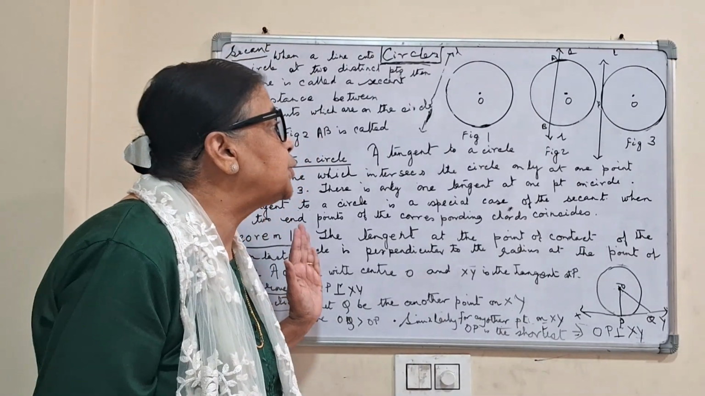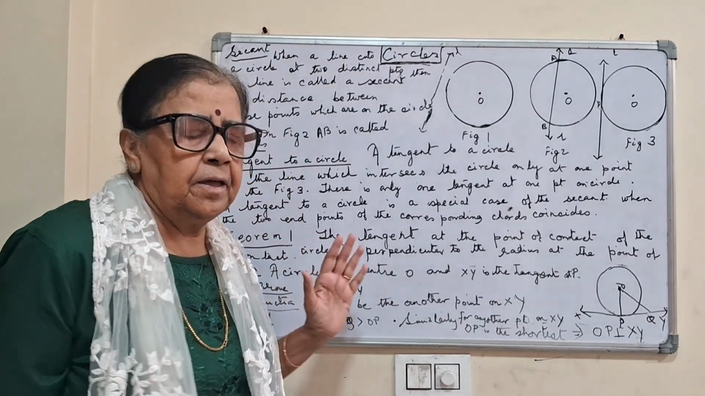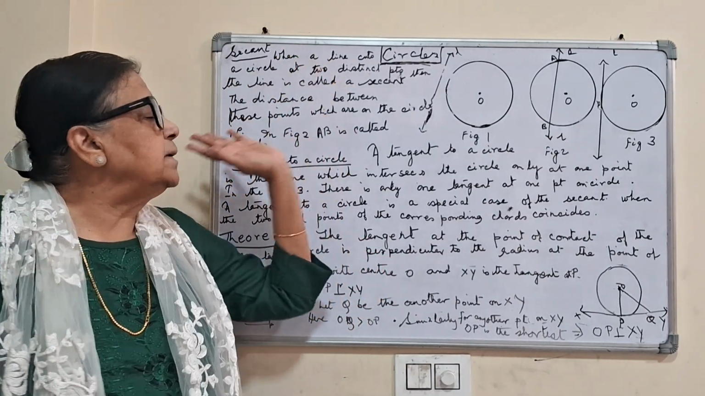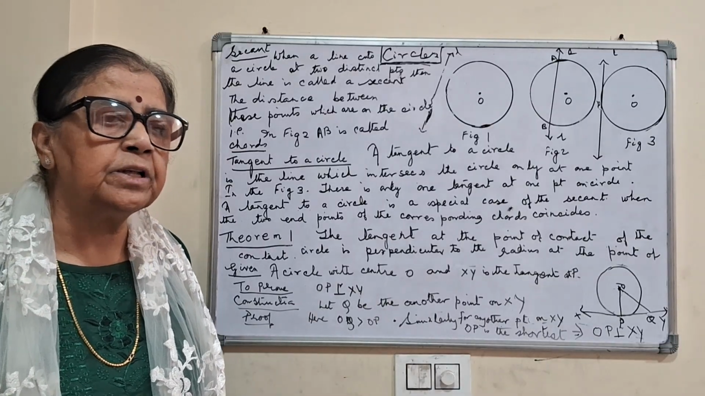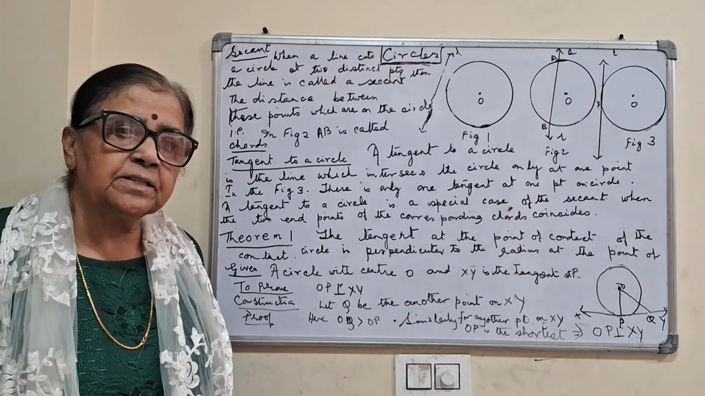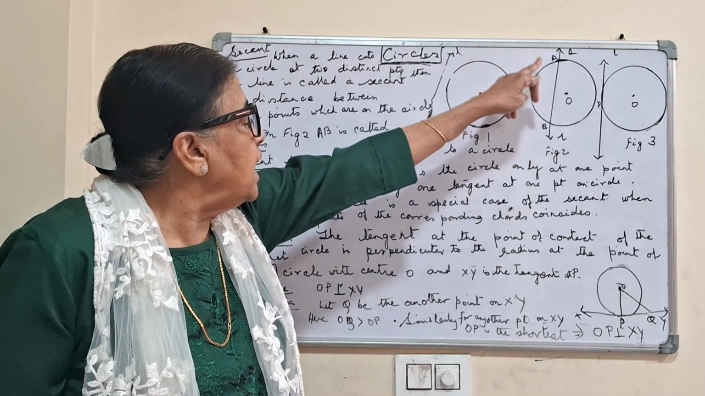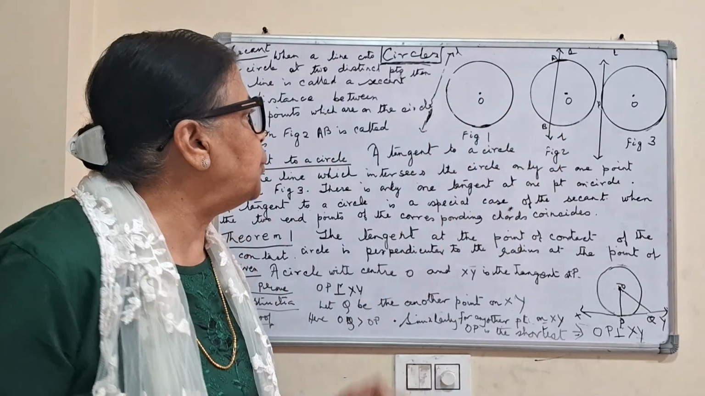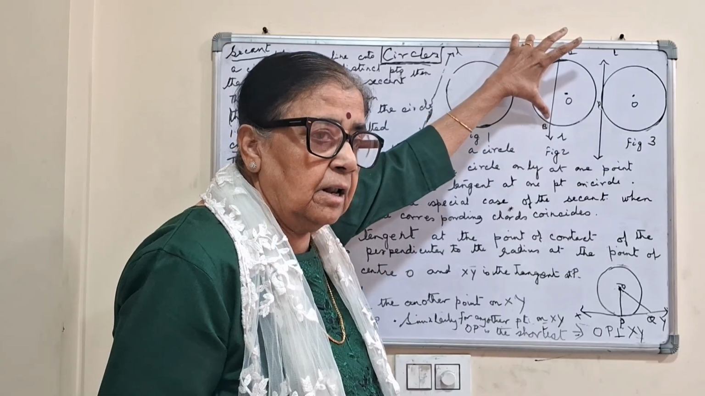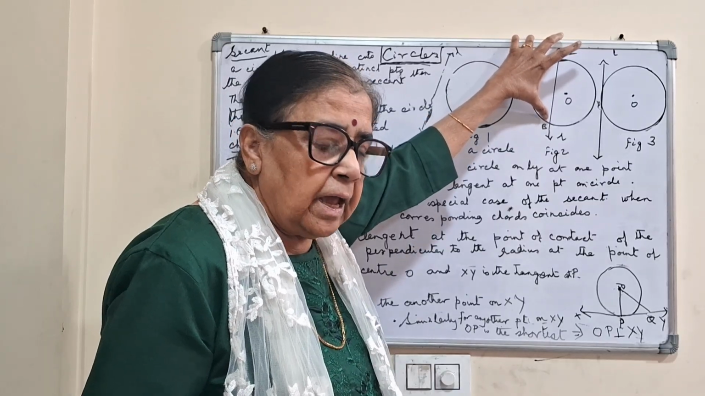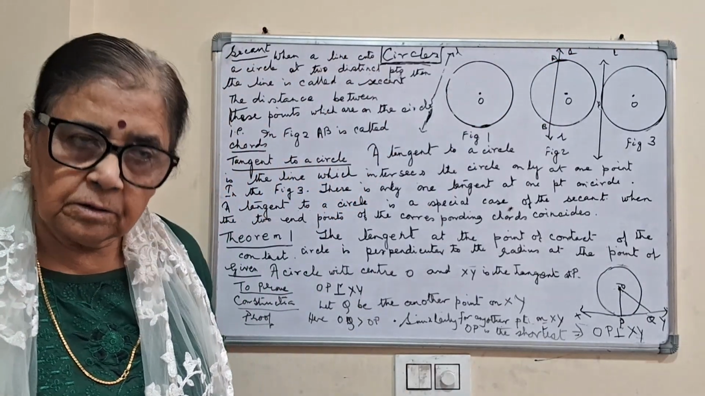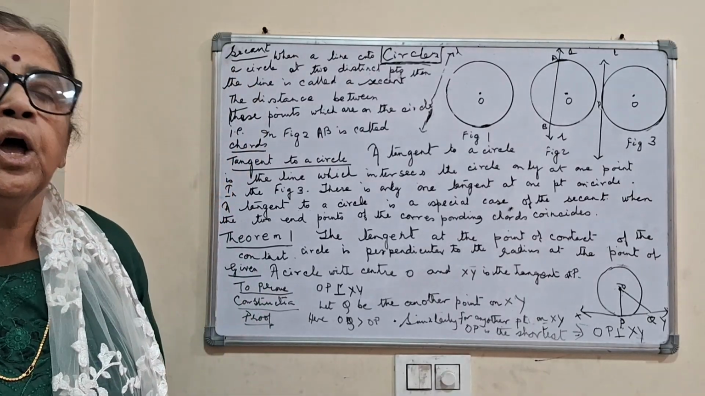Cutting the circle at 2 points is called a secant. When a line cuts the circle at 2 distinct points, the line is called a secant. That line L is called a secant, and the portion between A and B, the portion of the secant which is inside the circle, is called a chord. A chord is a part of a secant.